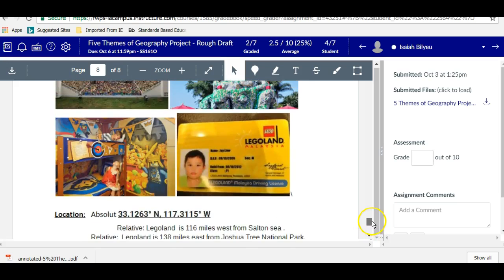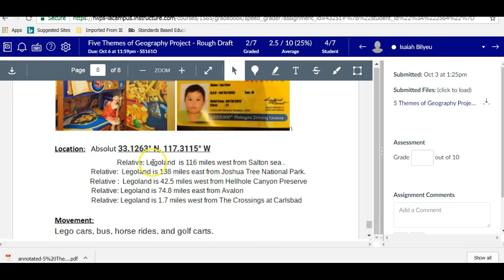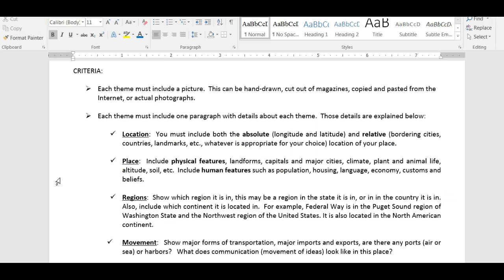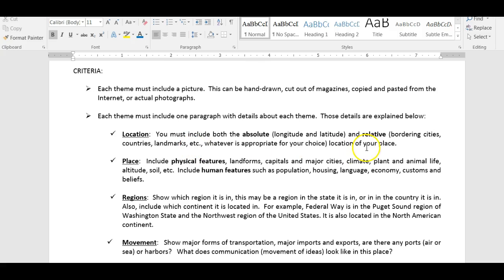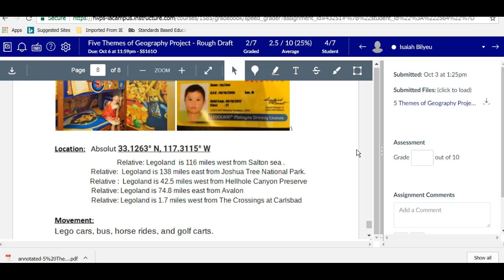Now we've got some information here. We've got location, okay, and then we've got information about movement. What I don't see are the 5 themes of geography. I only see 2 themes here. And you have to remember that with location, absolute location, you got that, that's good. Relative location, remember that relative is going to be relatively close to the location of your place. So relative to Legoland.